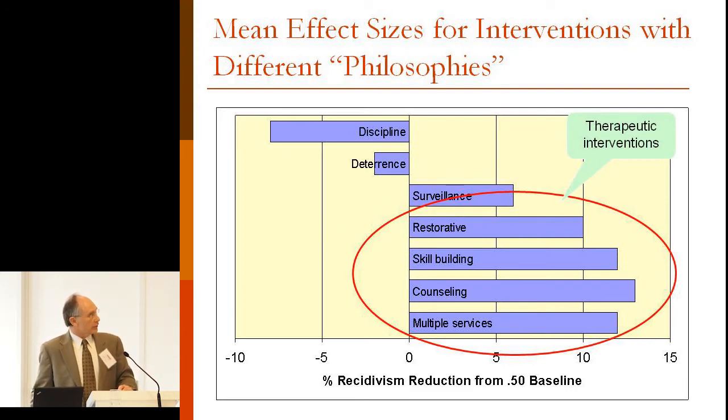The broad therapeutic interventions all show positive effects on average: restorative justice programs, skill building, academic, interpersonal skills, employment skills, the ubiquitous counseling category, and then various kinds of curriculum and multiple combinations and case management and so on. On the bottom end, discipline-oriented, deterrence-oriented, and to a large extent, surveillance-oriented programs are much less effective. So already we get some guidance here. If you're going to do something for antisocial behavior in juvenile offenders, try a therapeutic intervention and not a control type intervention.